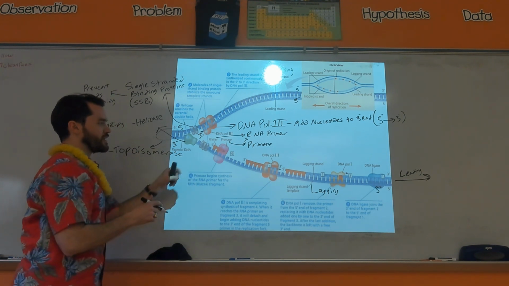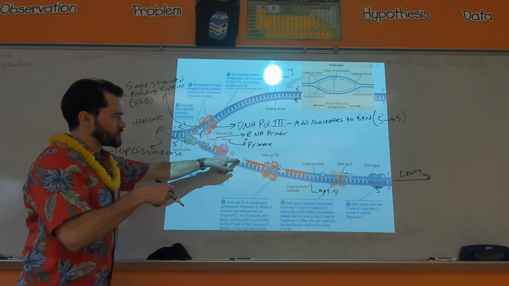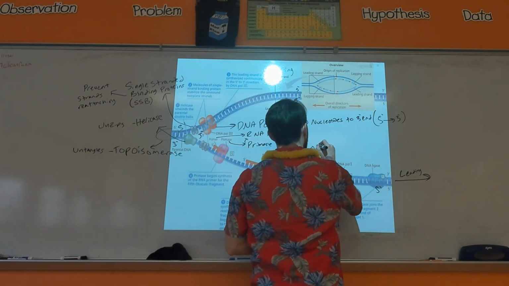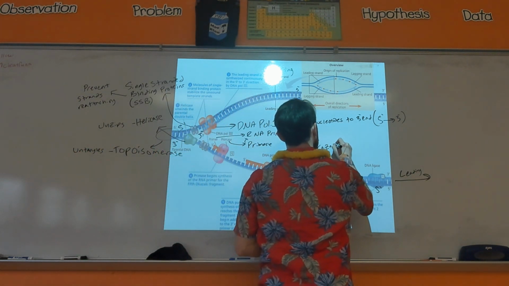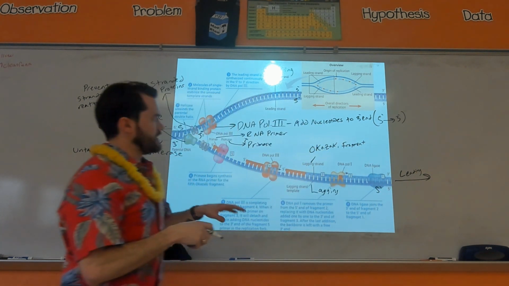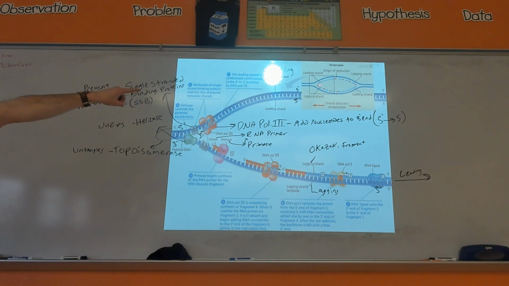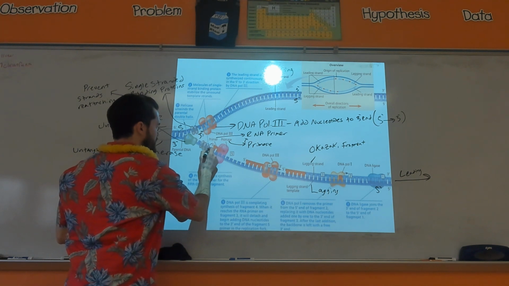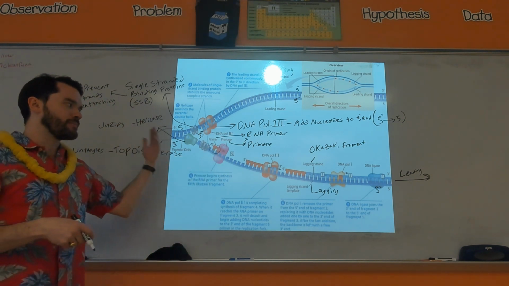So what happens is we have to replicate it in these little fragments. We call these fragments Okazaki fragments. And that's what these are here. This would be an Okazaki fragment, that's an Okazaki fragment, that's an Okazaki fragment. Each Okazaki fragment, if you see that red thing right there, that represents the primer. Each Okazaki fragment has a primer laid down by primase.